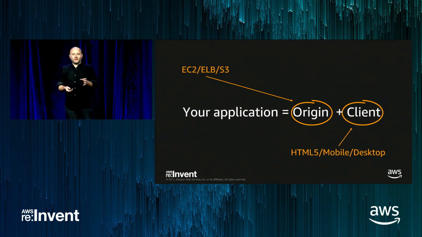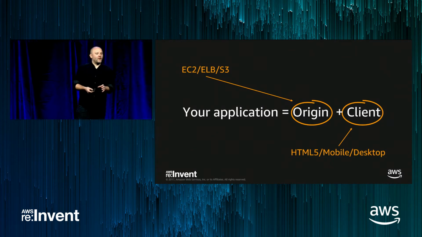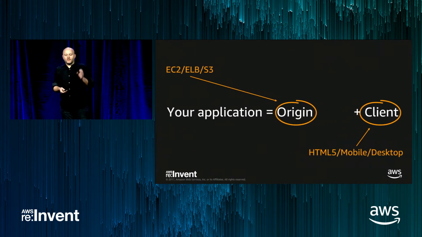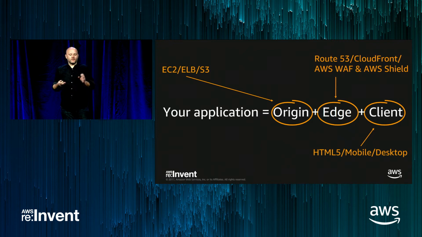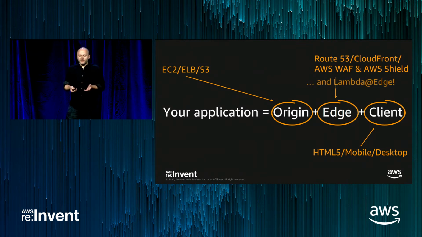The key point I want to get across today is to think about, actually, there's one more component of that application. And it's the edge in between the origin and the client. So the edge is DNS, CloudFront, the content delivery network, and also perimeter protection using AWS WAF and AWS Shield. And additionally, we also have Lambda Edge, so we can also do compute at the edge.